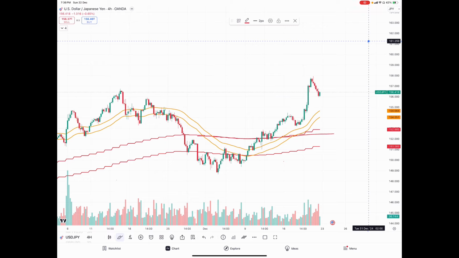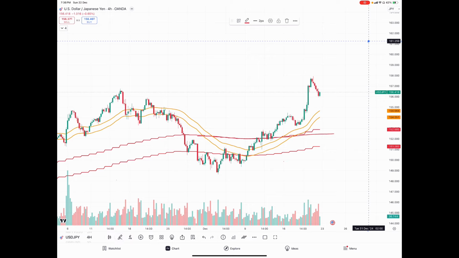What we see is two red lines and two orange lines. So the red lines, we use them to understand the trend. To simplify, if the candles are above the red lines, we consider the market to be bullish. If the candles are below the red lines, we consider the market to be bearish.